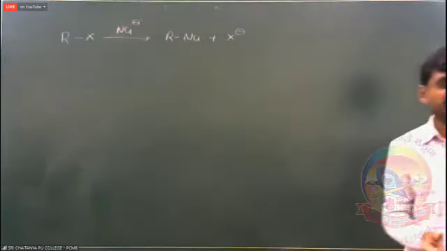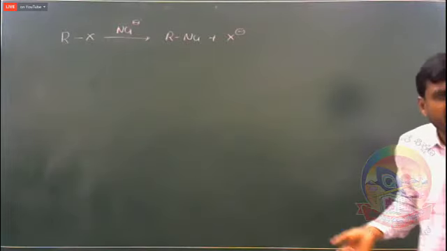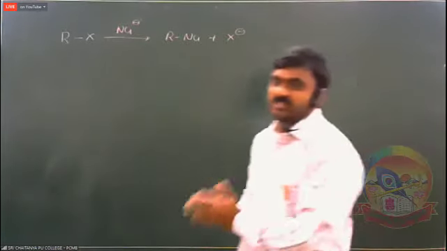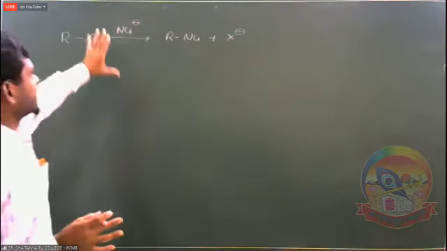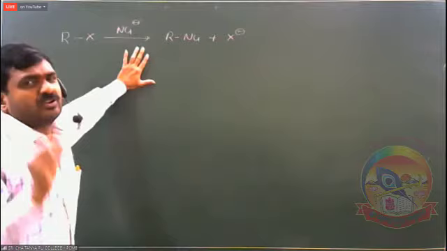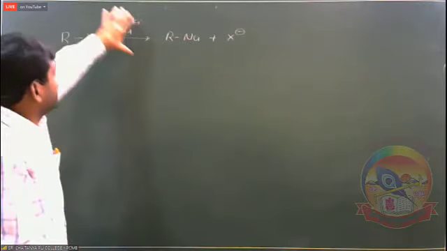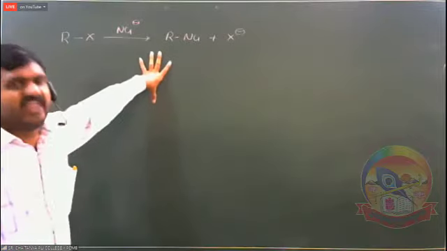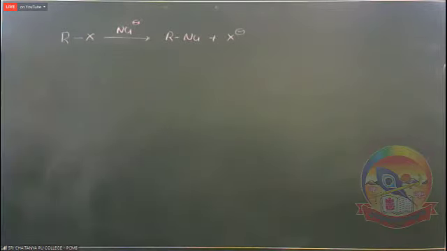So what are the characteristic properties of alkyl halides? Substitution, addition or elimination? Mainly, the characteristic properties of alkyl halides mean they undergo nucleophilic substitution. Elimination is also possible, but characteristic property means nucleophilic substitution reactions. Okay, next. So, important chemical properties of alkyl halides.